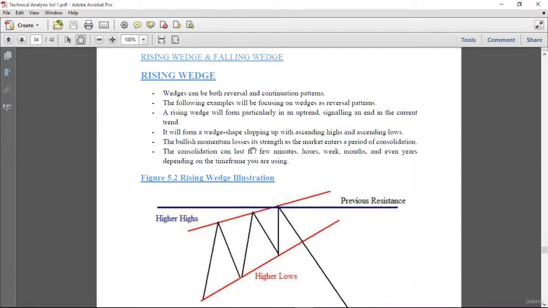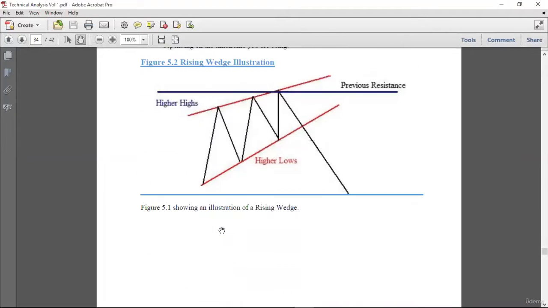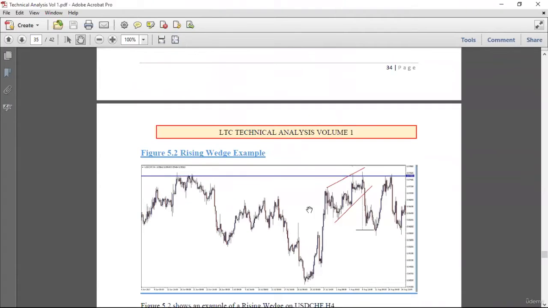The bullish momentum loses its strength as the market enters a period of consolidation. As you can see, it loses strength. The consolidation can last for a few minutes, hours, weeks, months, and even years, depending on the time frame you are using. So it will be a structure like this, creating higher highs and higher lows, but narrowing towards the end. This will be an example while price is reacting to a previous resistance.